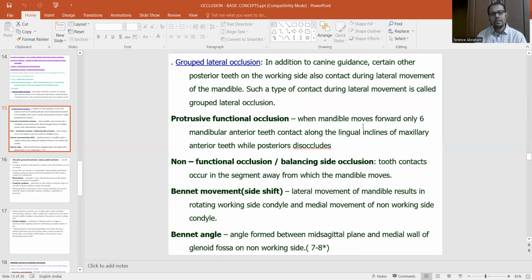What is Bennett movement? The lateral movement of the mandible results in rotating of the working side condyle and medial movement of the non-working side condyle. That I have already mentioned. When we shift the mandible to the right side or any side, the side to which the mandible moves is called the working side. The opposite side is known as the non-working side. So in the working side, there will be a pivot movement of the condyle, and in the non-working side, the condyle moves medially, downward and forward. That is Bennett movement of the condyle. The angle formed between the condyle and the glenoid fossa is known as the Bennett angle.